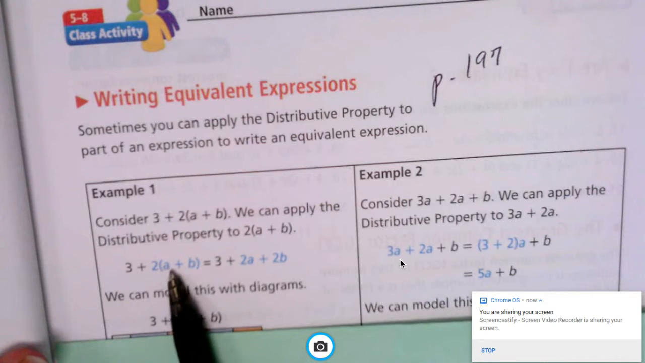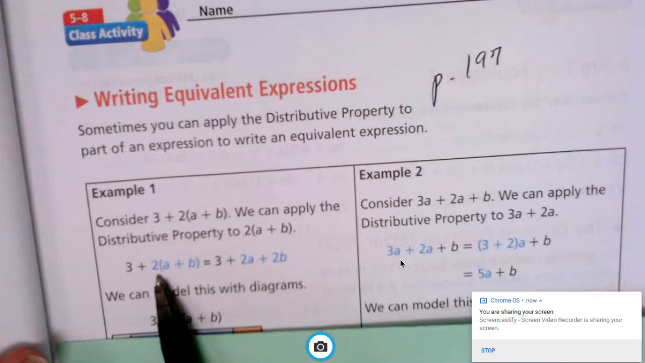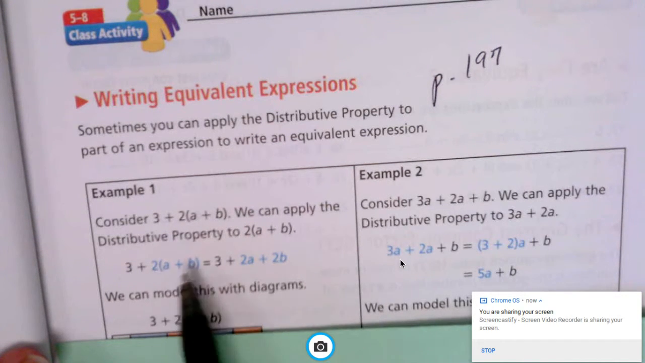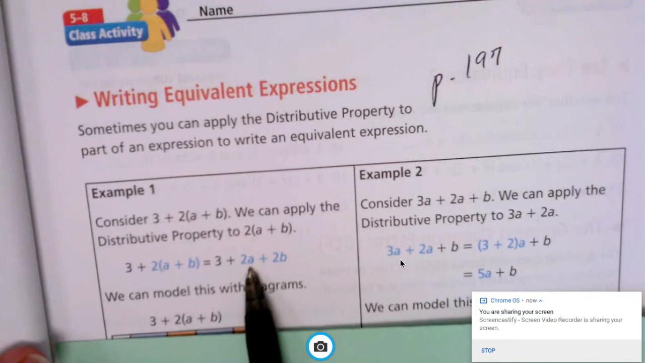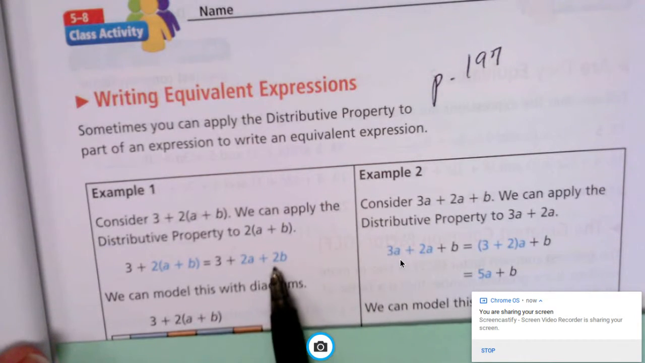We're going to distribute the 2. The 2 is in front of the parentheses, so we know it applies to both of these variables. So we're going to distribute that to a and b. So it becomes 3 plus 2a plus 2b.